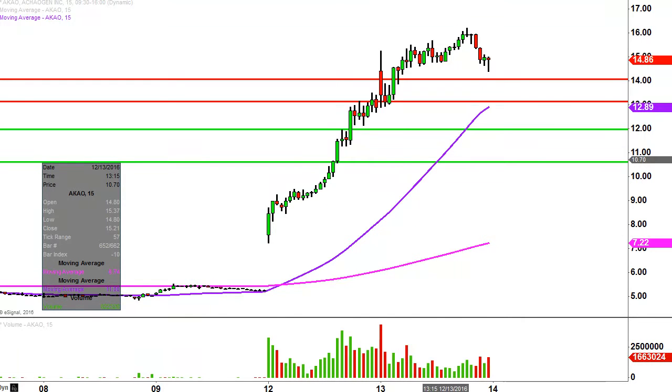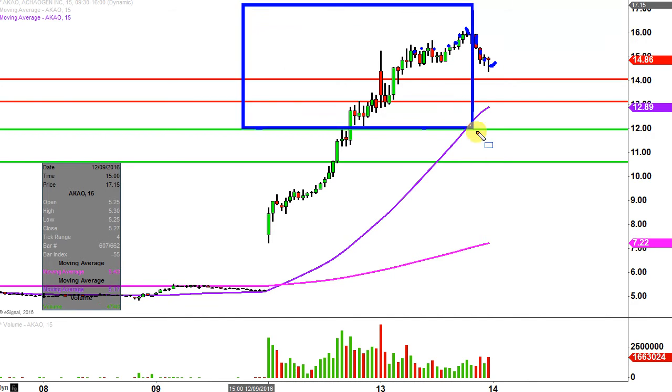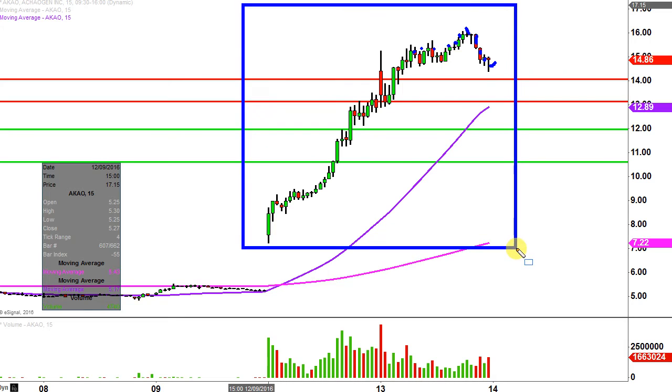Real quick, what do I mean by 15-minute in case maybe you're new to charts? Instead of each one of these candlesticks here representing 1 day's worth of price action, which is what you would normally see, each one represents 15 minutes. So while this here may look like a couple months worth of time, it's actually just the past 2 days broken down into 15-minute time slices.